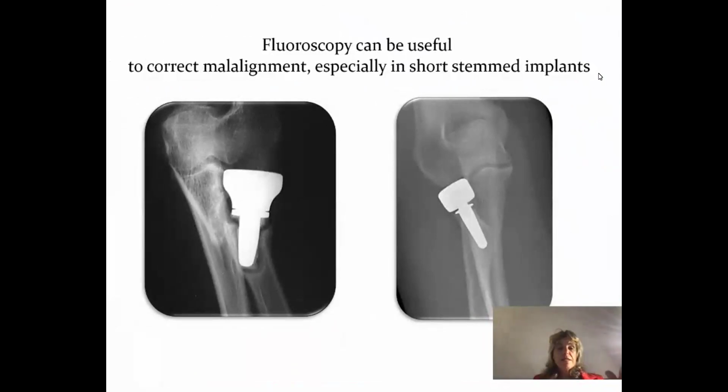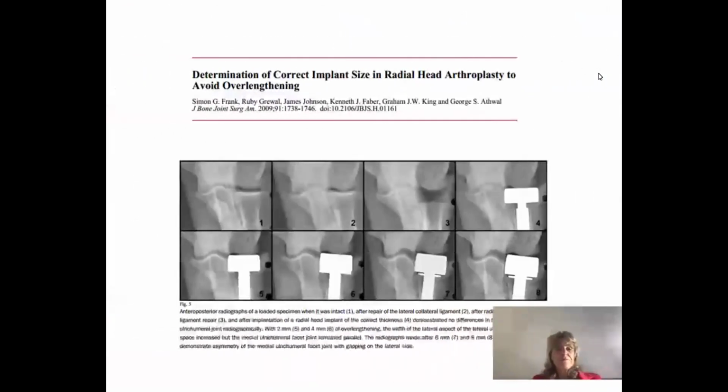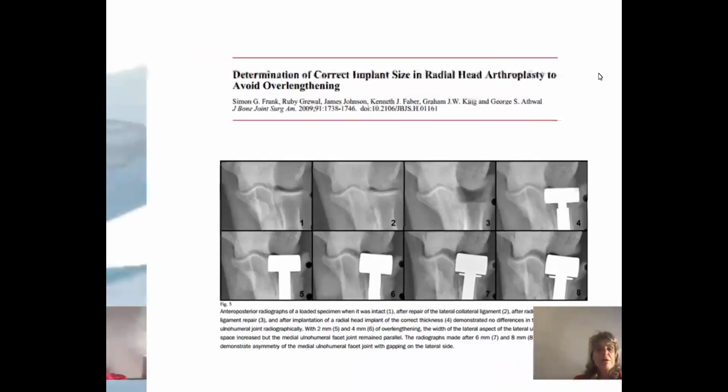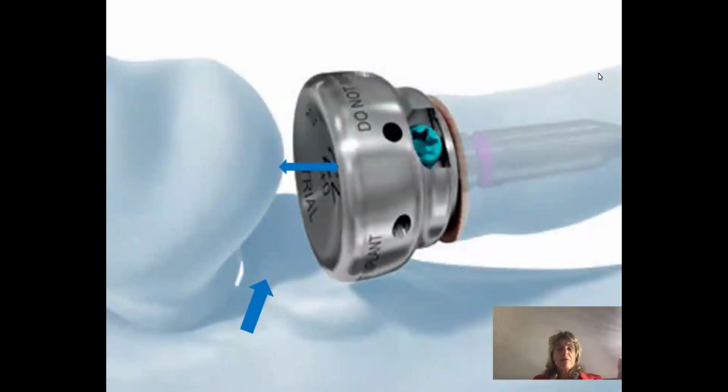Like in these two cases, there is a malalignment, and you can use fluoroscopy to realign your distal short stem implant in the direction of the distal radius. Realize that overlengthening, so the height of the implant, cannot be controlled by fluoroscopy. We know from studies from Graham King that the only anatomical landmark during surgery for the height of the prosthesis is not the capitellum, because most of the time the LCL is gone, but it's the upper part of the lesser sigmoid notch.